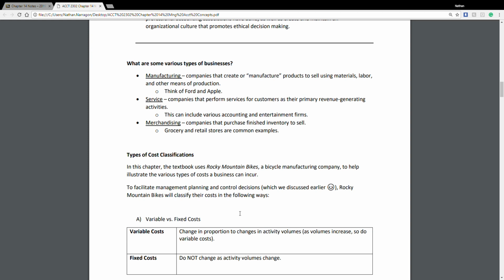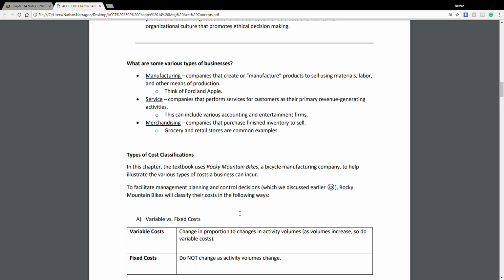Next part is service. Of course, these companies perform a service to a customer for revenue generation activities. Again, most of these are intangible items. So you're taking my knowledge right now as a student. That's intangible. I may give you some physical items, but me actually teaching you, that's a service. You can't just grab my teaching.